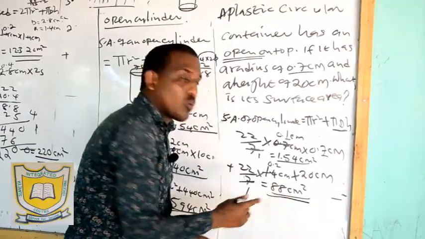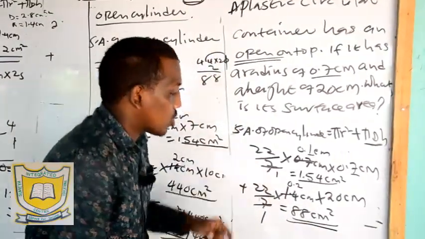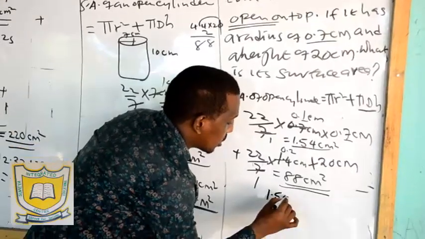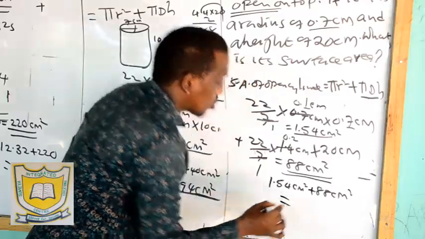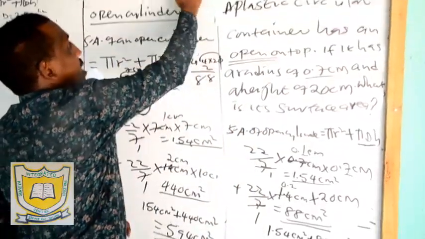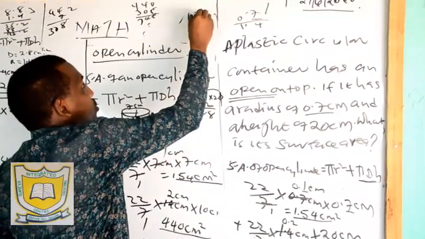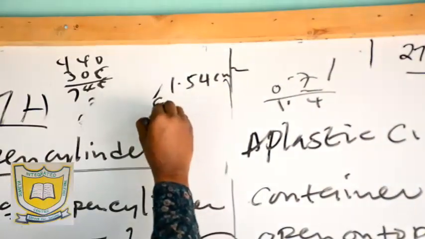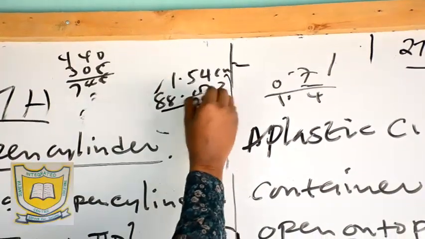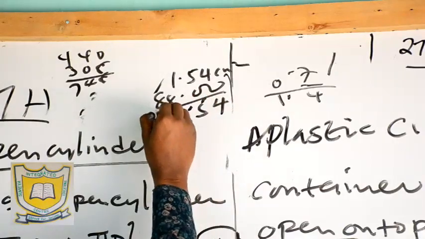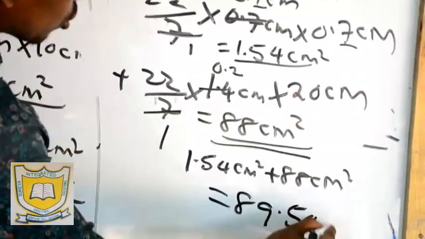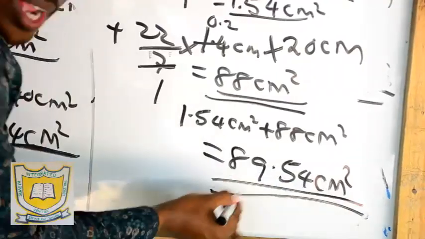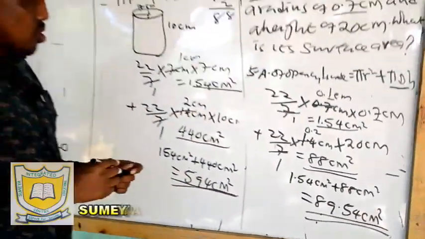So what do we do now? We add the two. So 1.54 centimeter squared plus 88 centimeter squared. If we want to add, we say 1.54 plus 88.00, so you get 89.54 centimeter squared. That is how we get it.